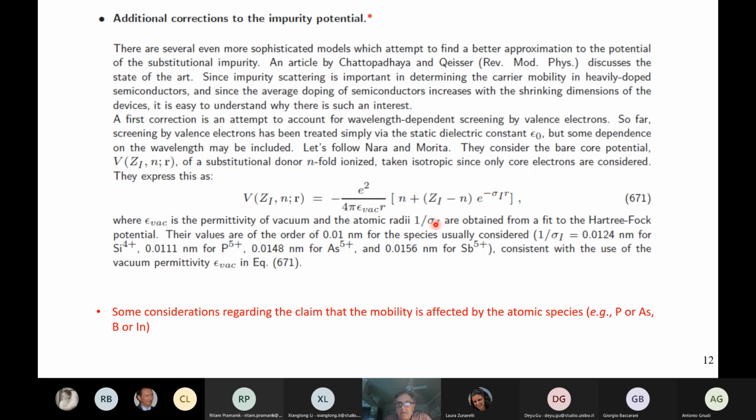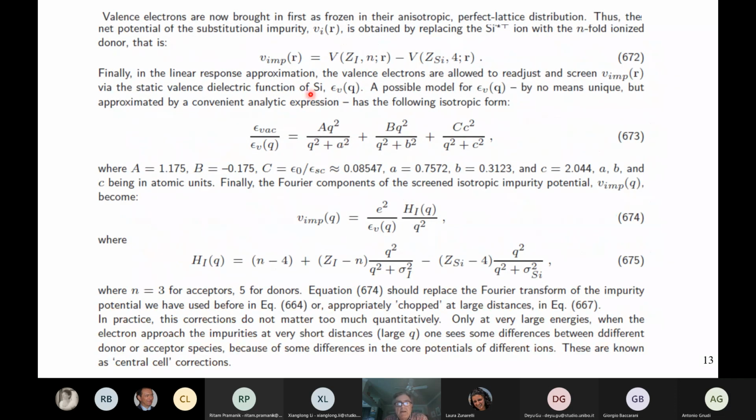This sigma I is a fit which you may obtain from some Hartree-Fock calculation of the atomic structure of these 4 or 5-fold ionized ions, 3 or 5, depending whether you're using N or P silicon, and replace the silicon potential with this potential. So you take the potential that you had before, take it away, that's for silicon, you replace it with the potential due to the impurity, and this will be your perturbation potential.